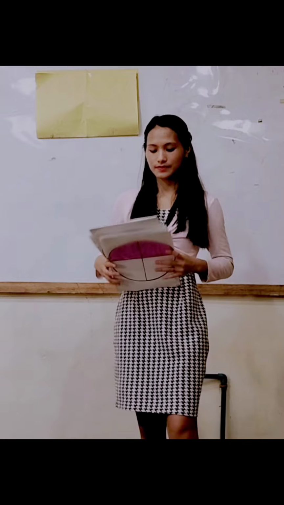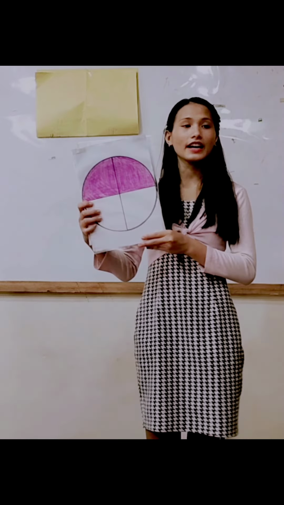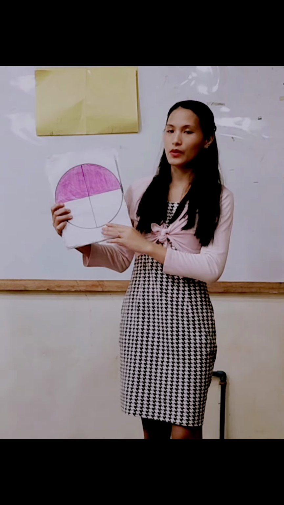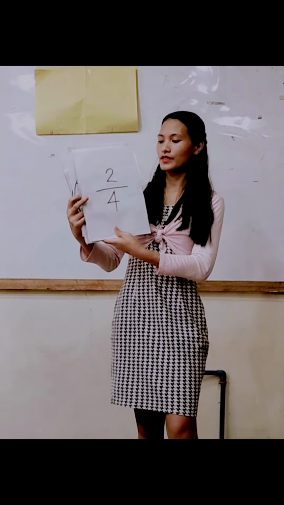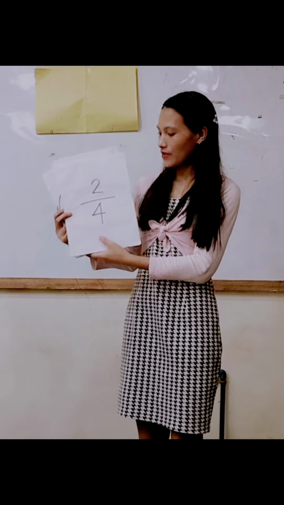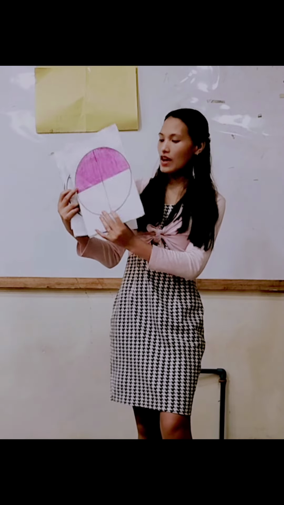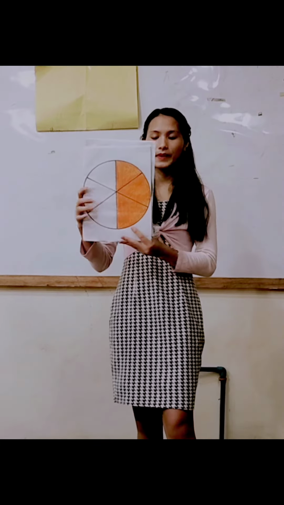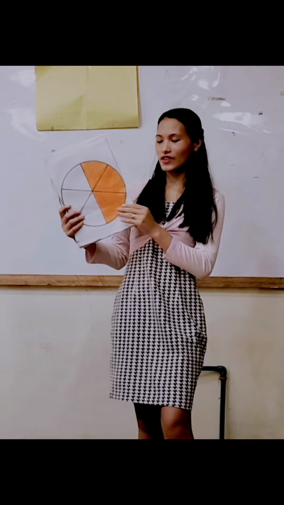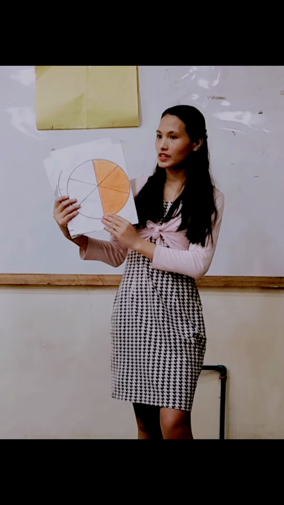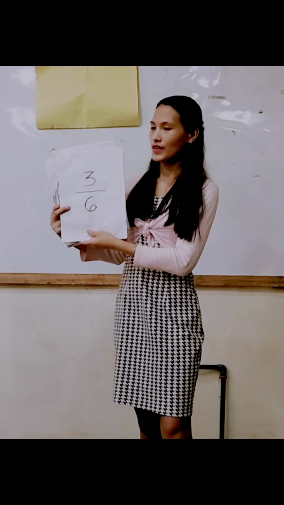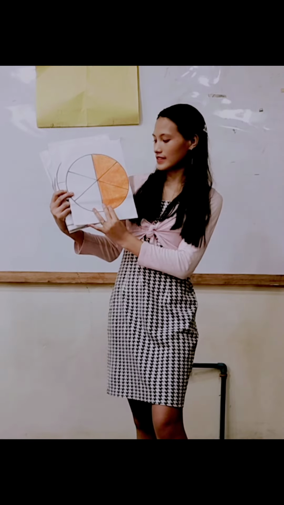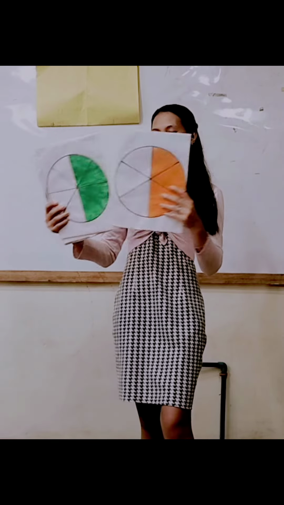So, next. How about the second picture? Who can answer? Yes, Lord Jane? Okay, let's check again. Very good. So, this picture is 2/4. For the third picture, yes, Lauren? Okay, let's check. Okay, very good. 3/6. So, this is 3/6.